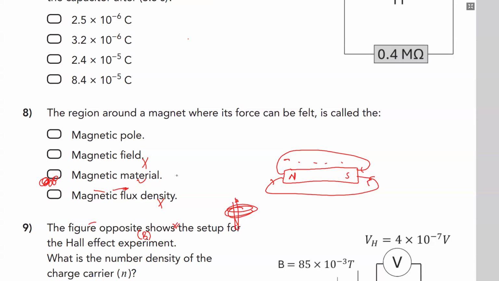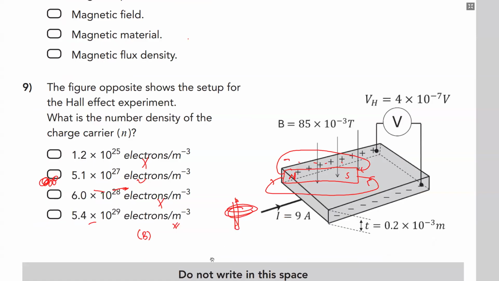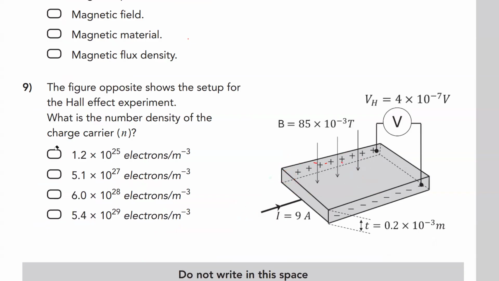Okay, now we have to move to question number 9. Yes, this question comes from the Hall effect, and we have to solve this question. The question here is: the figure opposite shows a Hall effect experiment. What is the number density of the charge carrier? He is talking about the number density of the charge carrier. We just simply put the formula and you can easily find it.